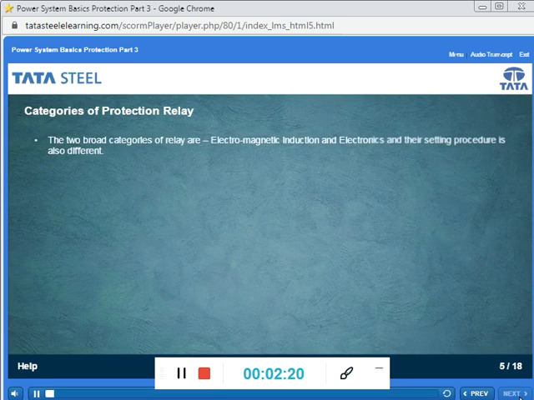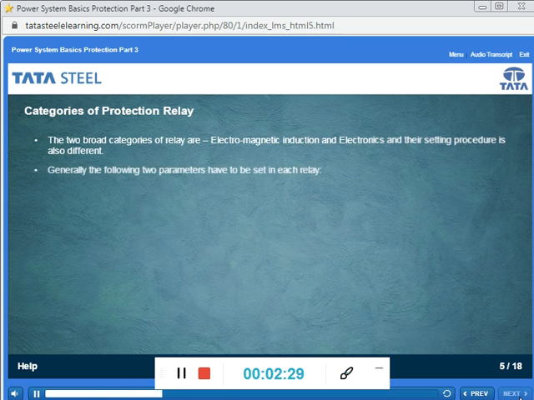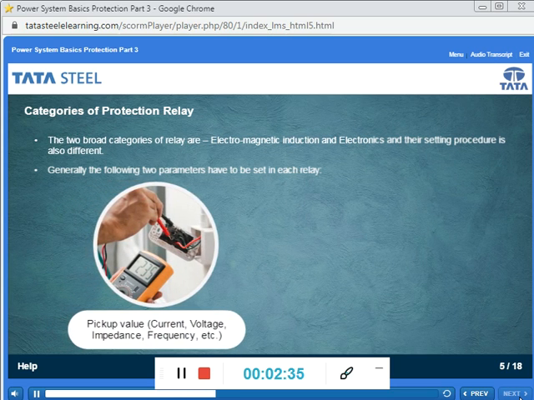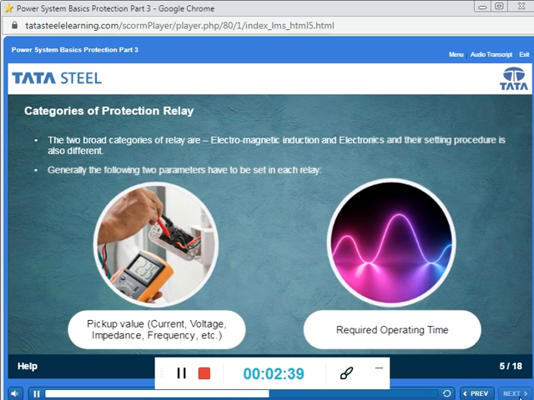There are two broad categories of relay, namely electromagnetic induction and electronics. The setting procedure for both is also different. Generally, the following two parameters have to be set in each relay. Pickup value, that includes current, voltage, impedance, frequency, etc., and required operating time, which refers to the duration that is required for the connection to trip after exceeding the set point. However, before learning about these settings, there are a few more terms used in relay setting that you should know. Let us take a look.